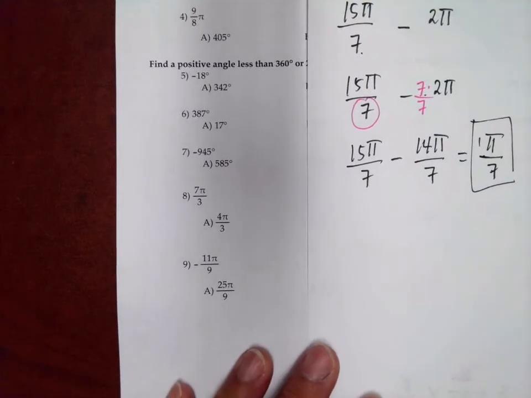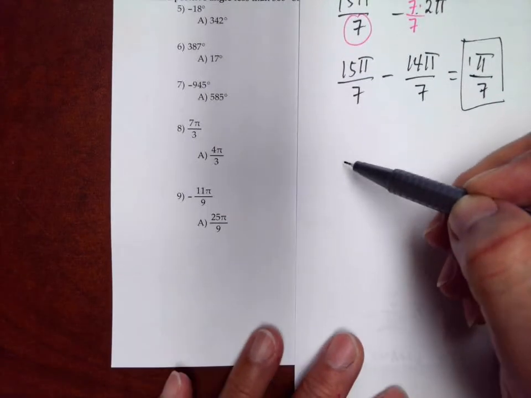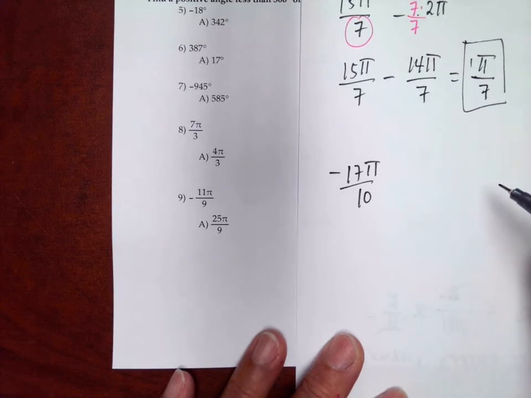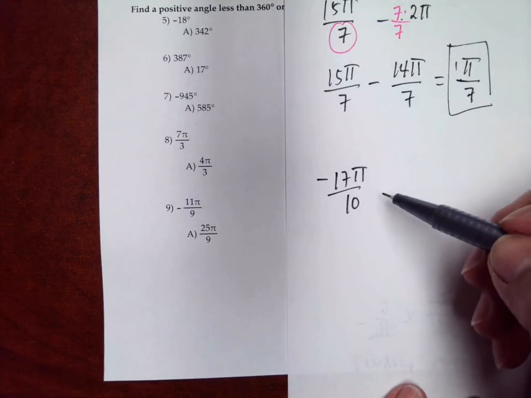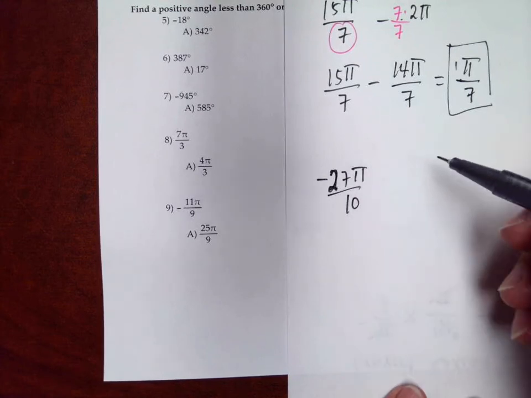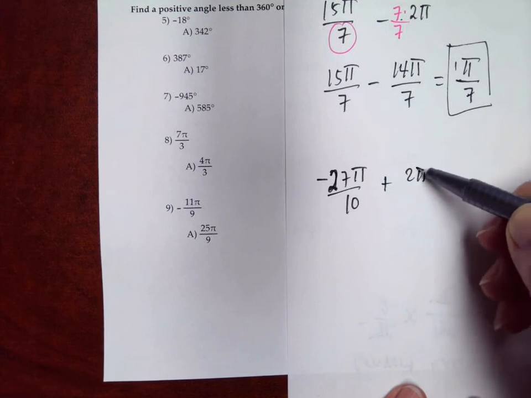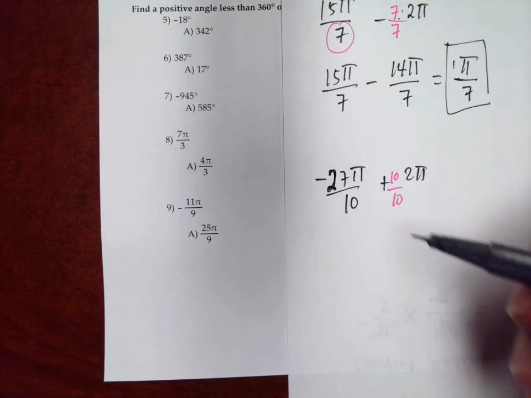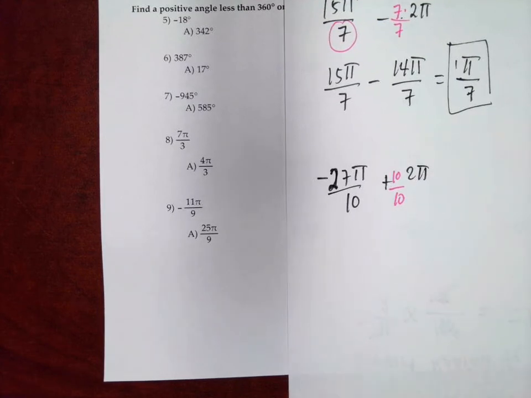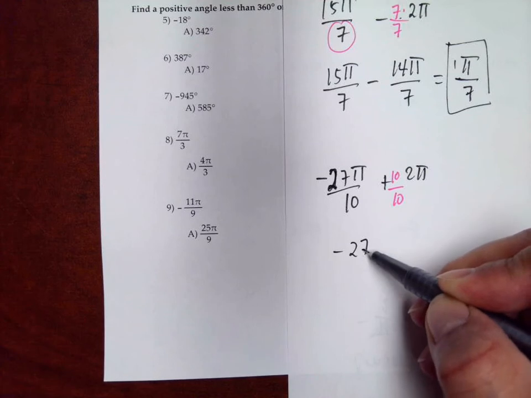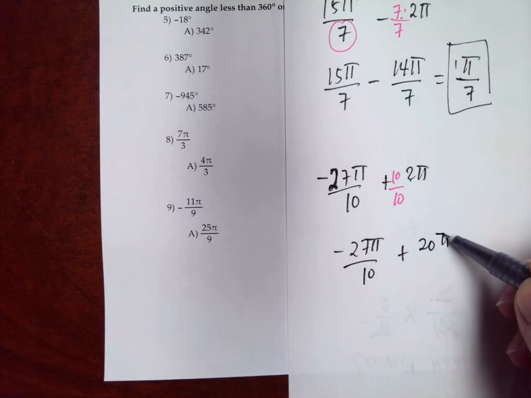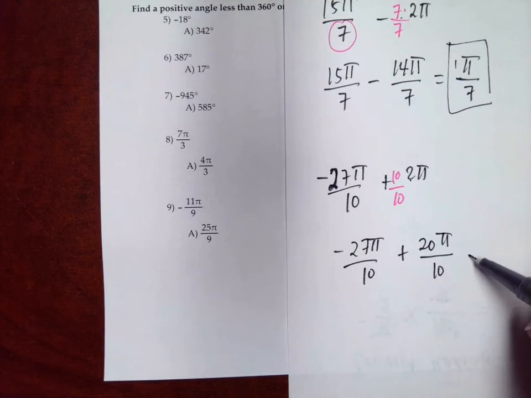Now what if it is a negative angle? So for example, you have negative 17 pi over 10. Let's do another, negative 27 pi over 10. So plus 2 pi, then you need to multiply this by 10 over 10 to get the common denominator. So this will be negative 27 pi over 10 plus 10 multiplied by 2 is 20 over 10. You subtract, it will be negative 7 pi over 10.